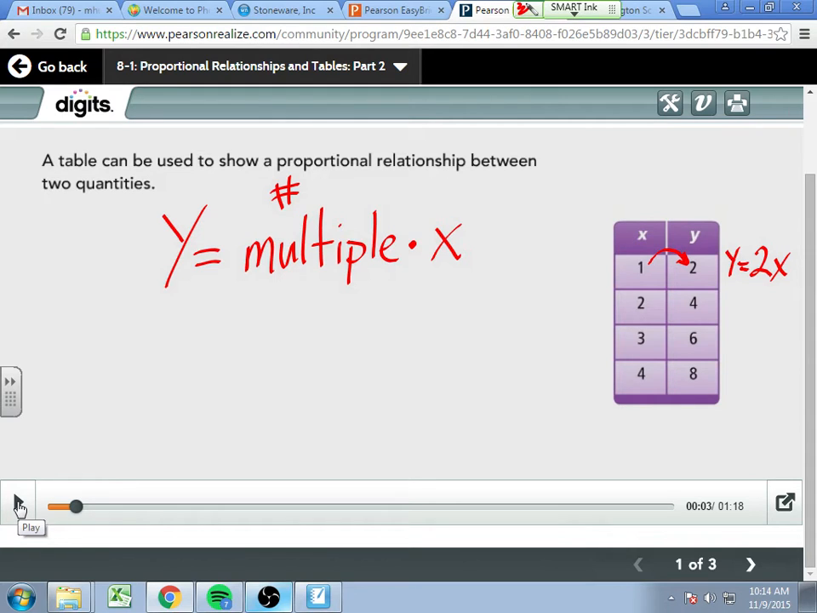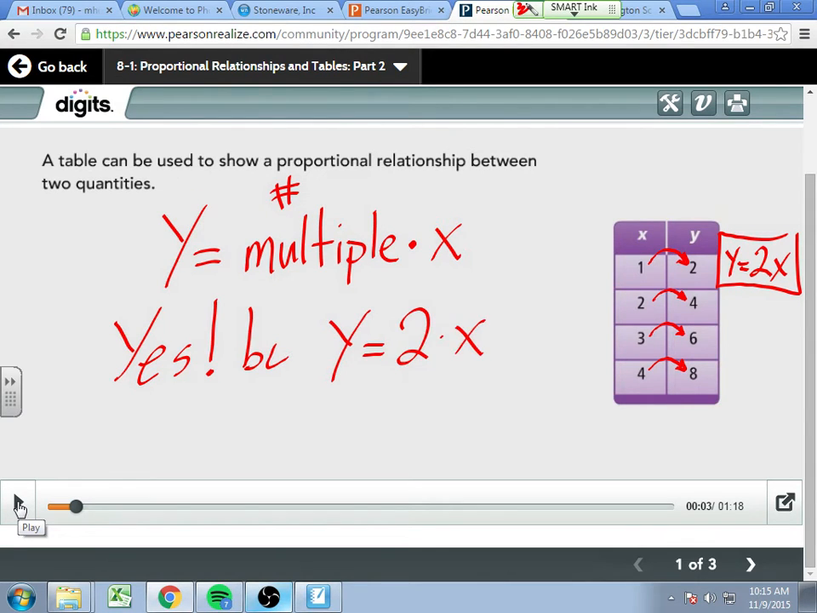Does that hold true? On the next row, is it true? Yeah. On the next row, is it true? Yeah. On the last row, is it true? Yeah. So is this table proportional? Yes. And below it, if you haven't written it down yet, you need to write down this formula. Yes, it is proportional because y equals 2 times x.